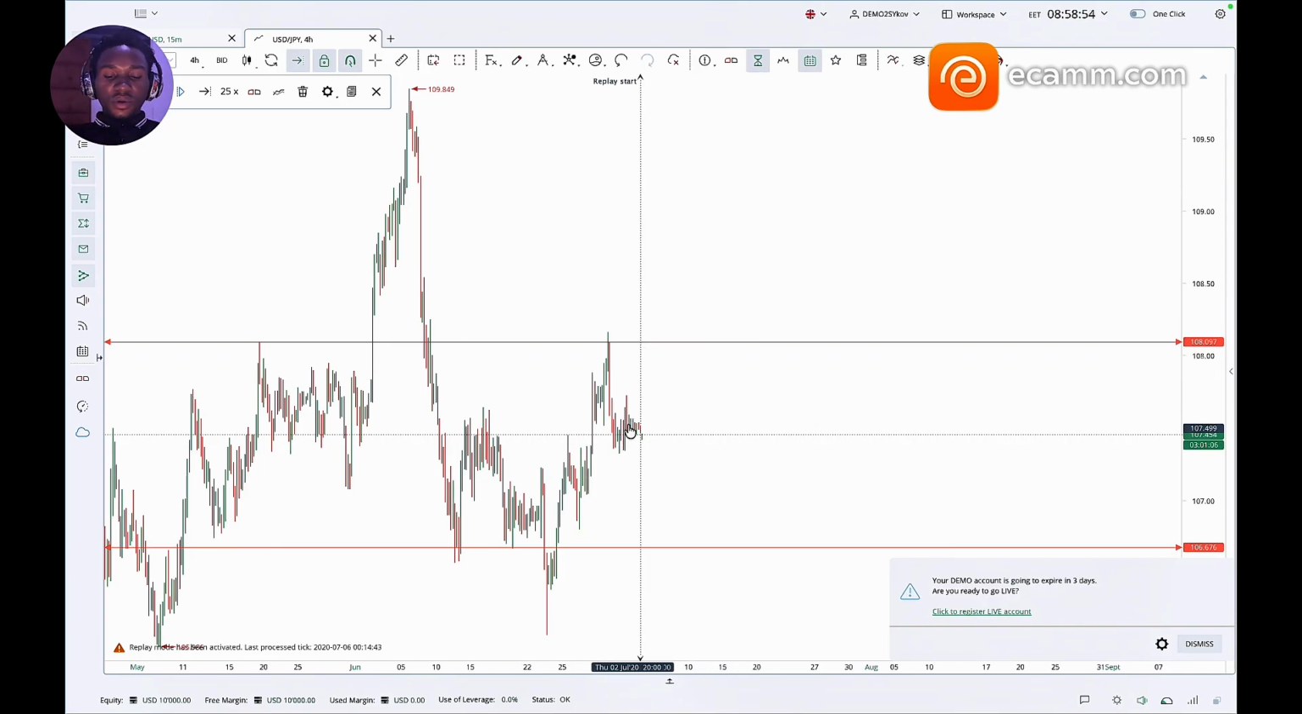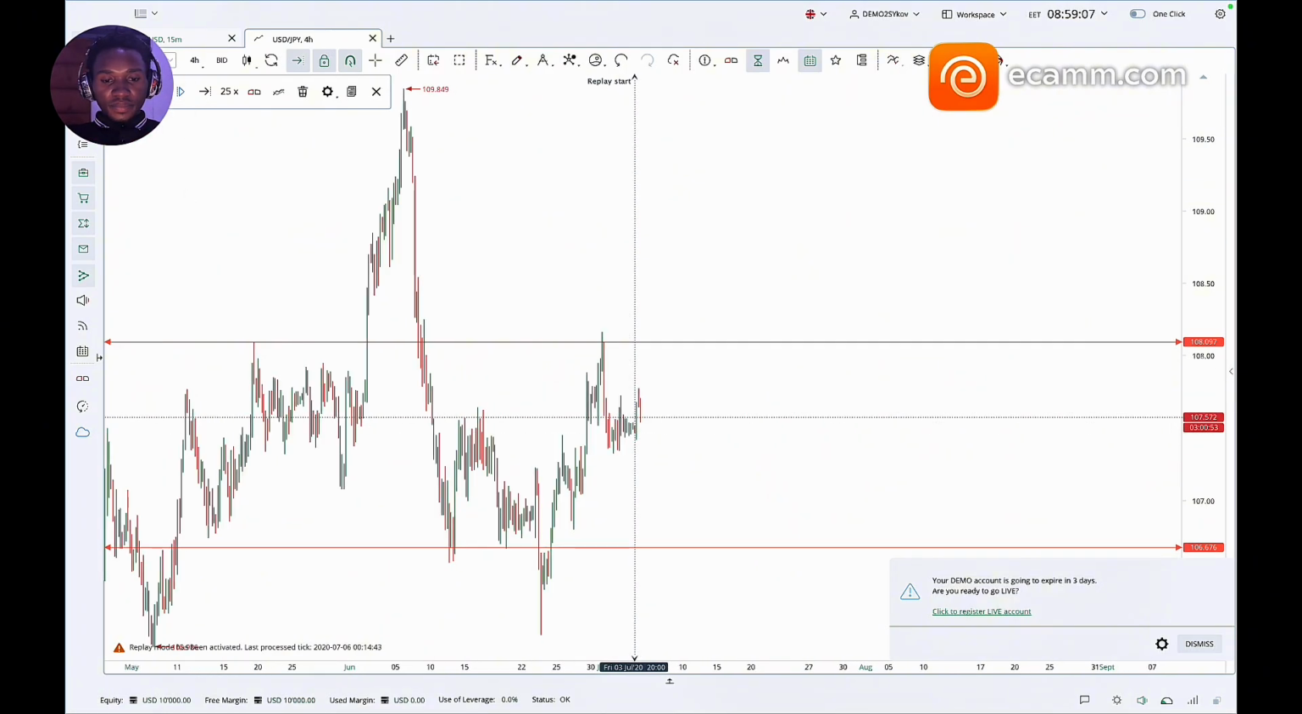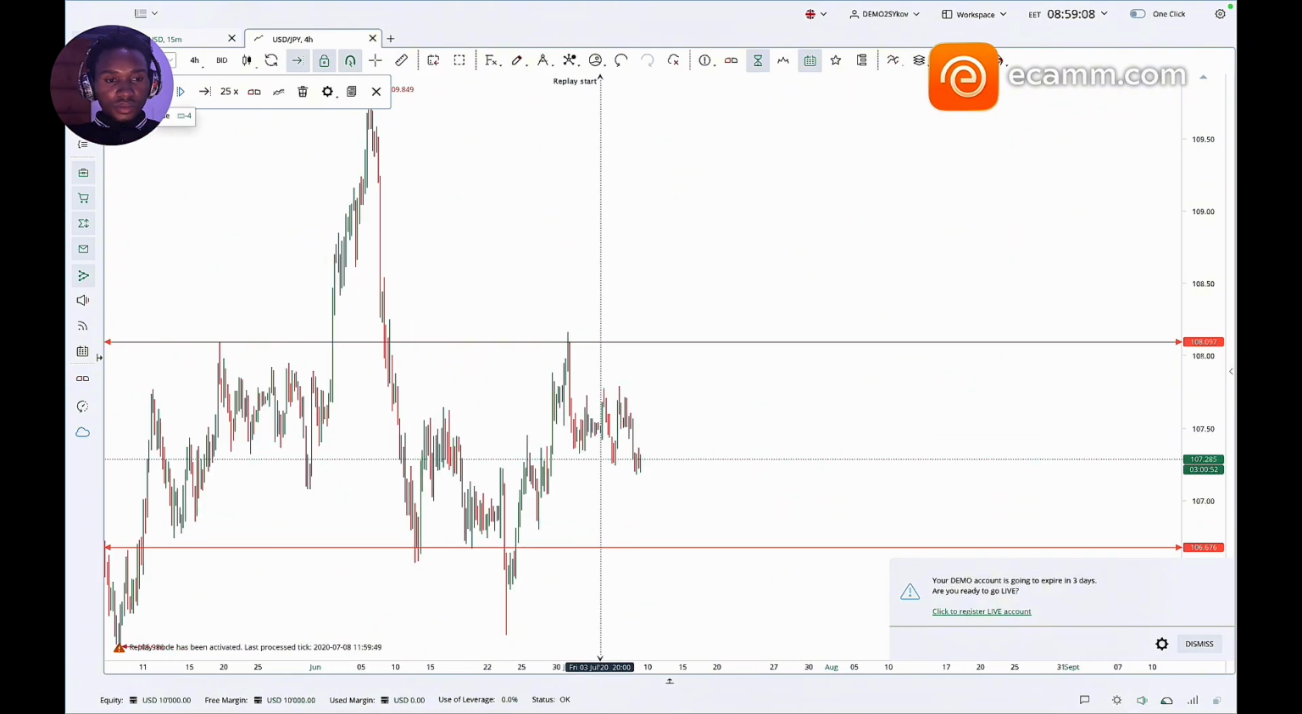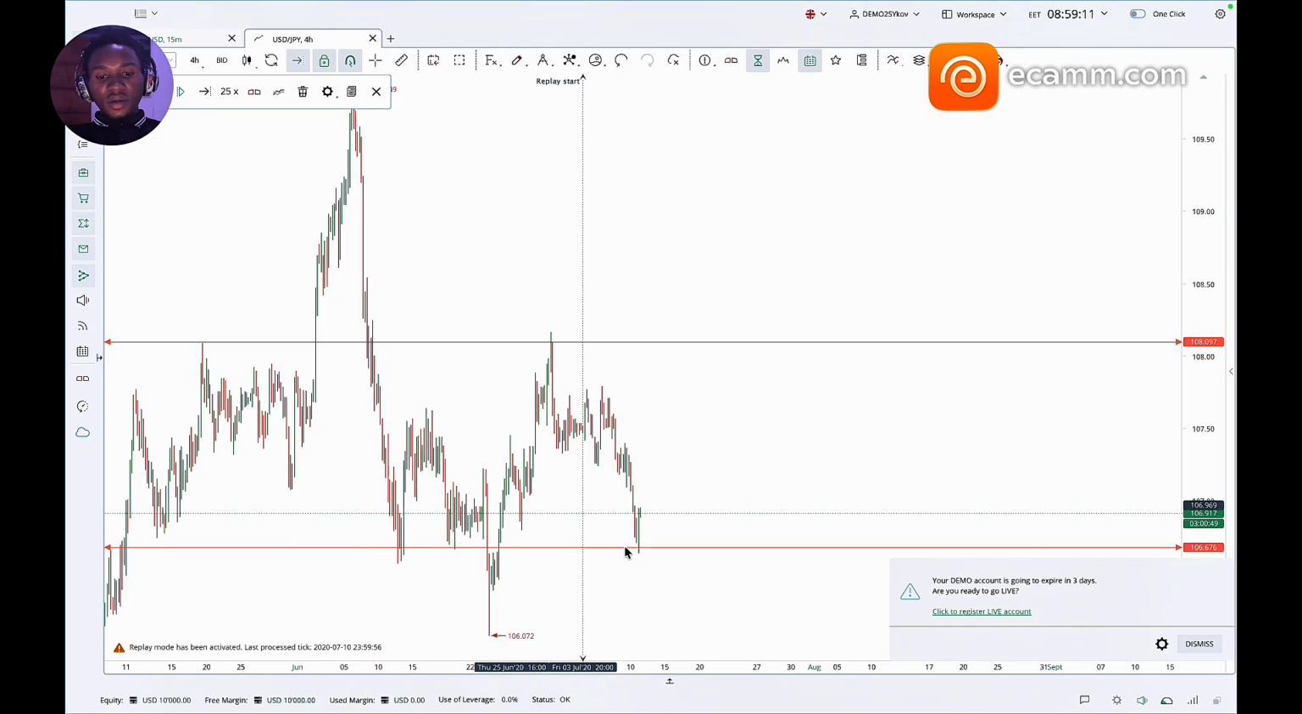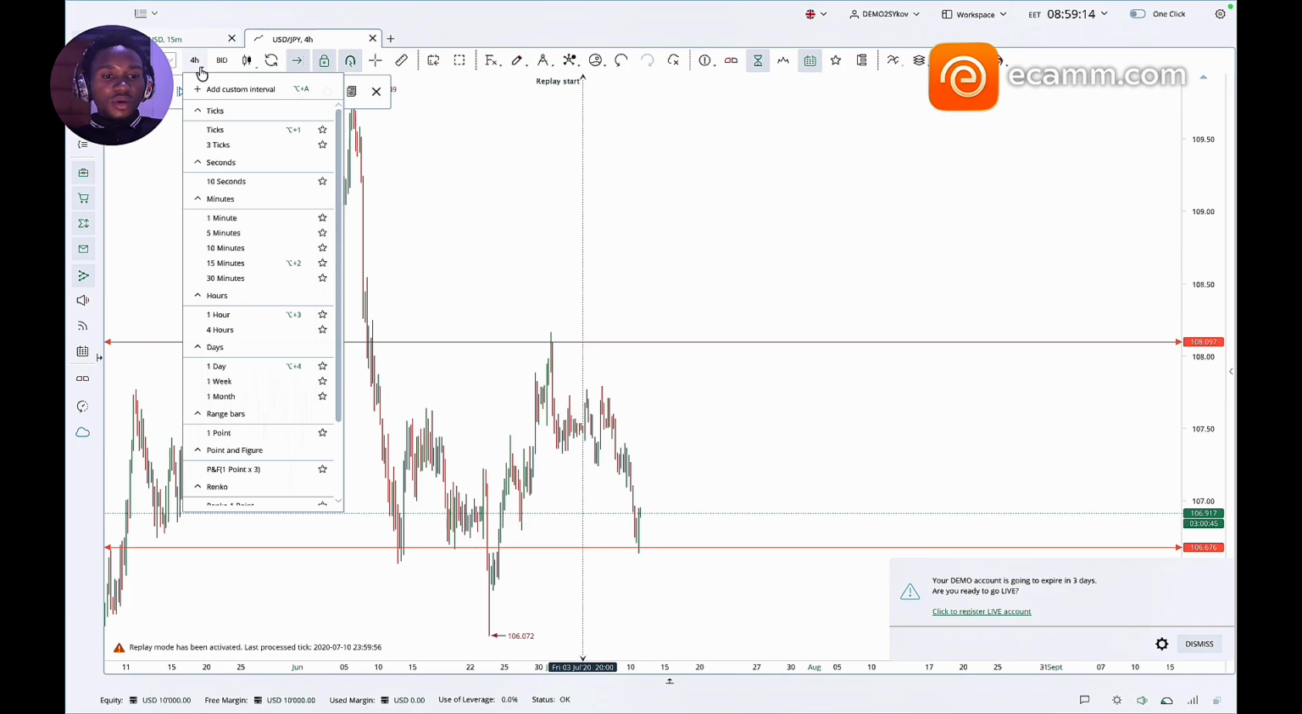So if the market breaks above it and retraces to this point over here, we have to enter the market. Or if it comes down to this point, we'll go to the lower time frame to look for our entry. Alright, so let's see what the market does here. Okay, now the market has touched our support zone. So we'll go to the lower time frame. Let's check the 15-minute time frame.